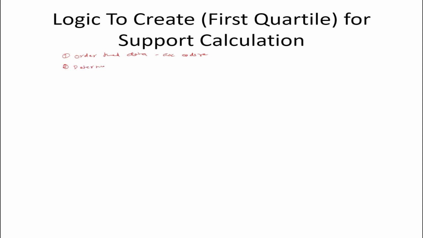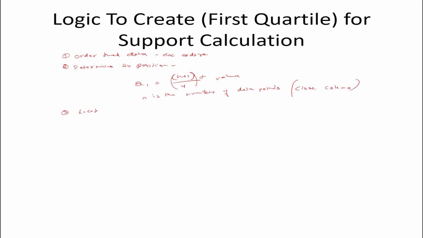So to determine the position, it can be found with the formula: Q1 position is equal to (n + 1) / 4. It will be the whole bracket-th value, right? And n is the number of data points. For us, these data points will be the close column. When we get this output, now we have to locate the value.